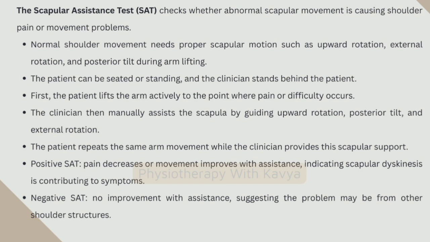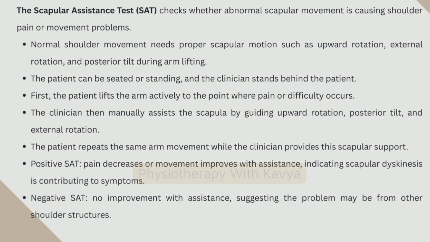Scapular assistance test checks whether abnormal scapular movement is causing shoulder pain or movement problems. This is because normal shoulder movement depends on proper scapular motion. So the patient can be seated or standing, and the clinician stands behind the patient. First, the patient lifts the arm actively to a point where pain or difficulty occurs. Then clinician manually assists the scapula by guiding upward rotation, posterior tilt and external rotation. The patient repeats the same arm movement while the clinician provides this scapular support.